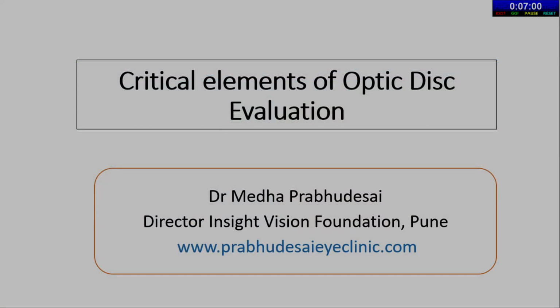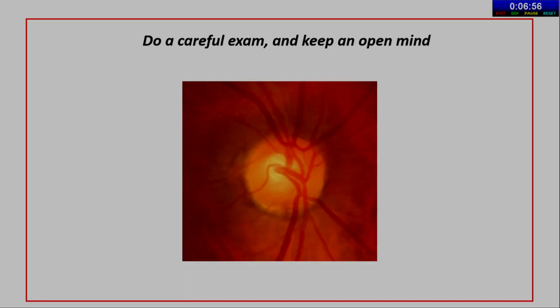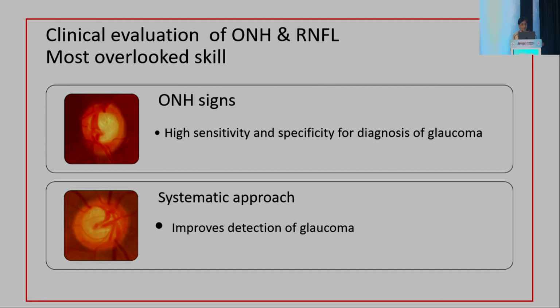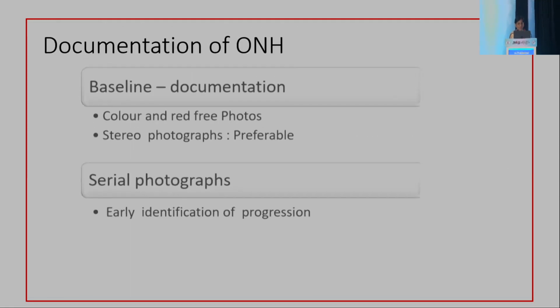At the outset, I would like to thank the chairpersons and AIOC for giving me this opportunity. I'll be talking on critical elements of optic disc evaluation. You have to do a careful exam and keep an open mind while evaluating the optic nerve head. Clinical evaluation is the most overlooked skill, because ONH signs have high sensitivity and specificity for the diagnosis of glaucoma. We need a systematic approach, which improves detection of glaucoma.